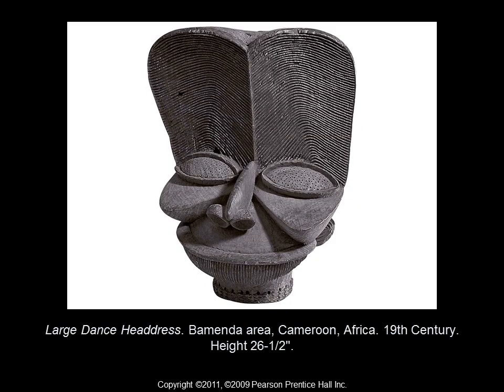This slide is of a large dance headdress. It's from the Bamenda area of Cameroon, the grasslands, Africa, from around the 19th century. This is also a royal court sculpture, but it's much more abstracted than the other masks we've been looking at. If you look at the holes at the bottom of the mask, that's where any of the dressing would have gone on to cover up the dancer, and that would have rested on top of the head of the dancer.